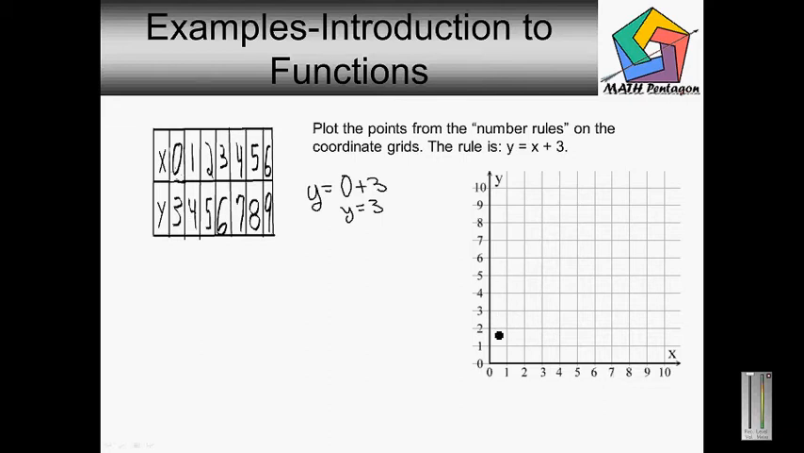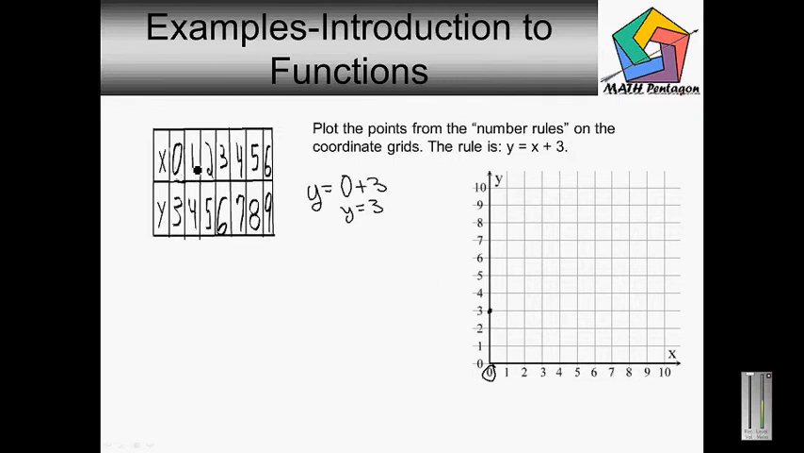So the x-axis would be 0. We circle the 0, and we plot the point for the y-axis at 3. So we put the point right here.